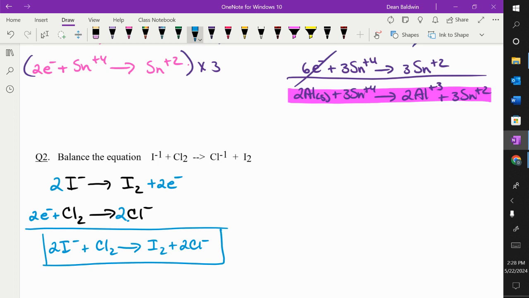Wait till we do it in acid. Acid and base. This is the simplest version of it. Acid and base gets a little messy. It's just a process to do things.